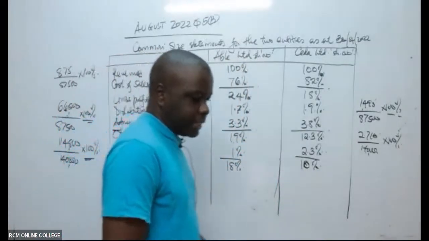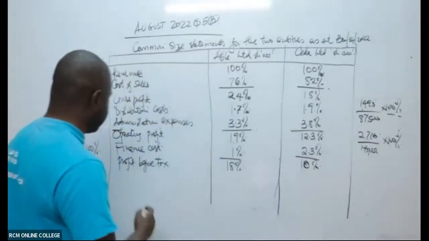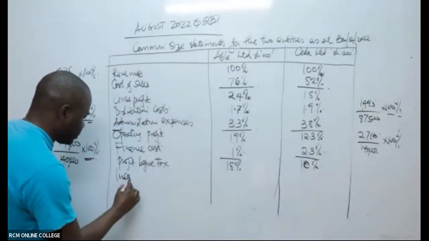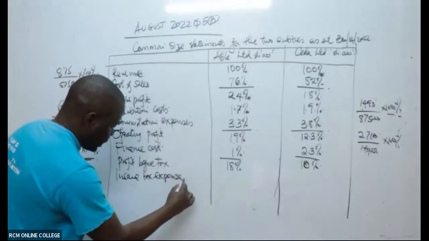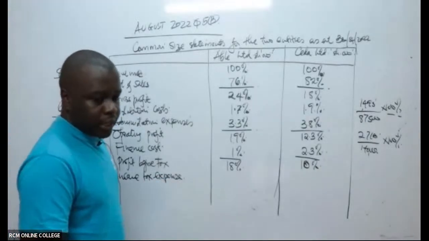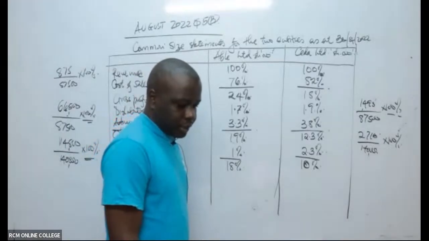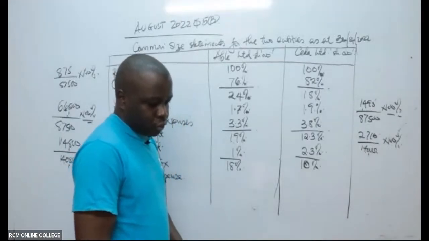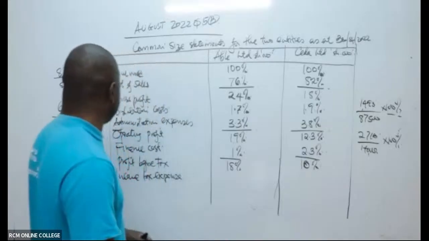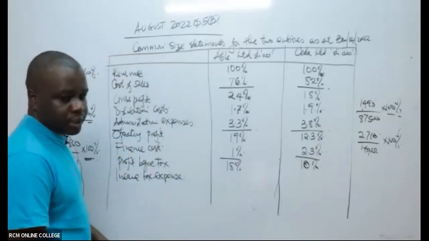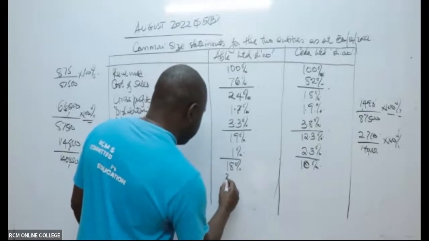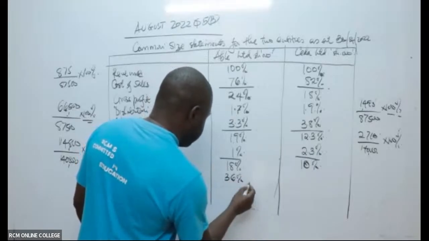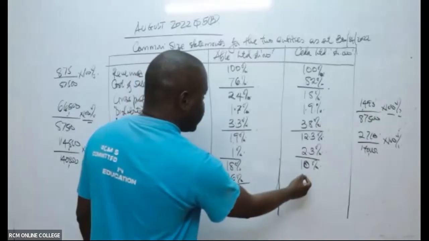Then the final item is income tax expense. So the income tax expense, you are getting what? You take 3150 over 87,500. Just the same procedure. Income tax expense, you're getting 3.6%. What about for Cx?